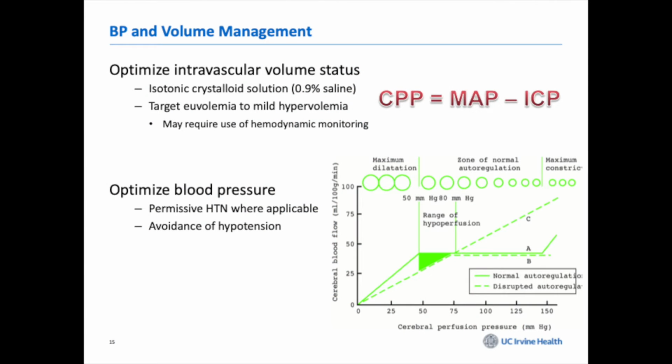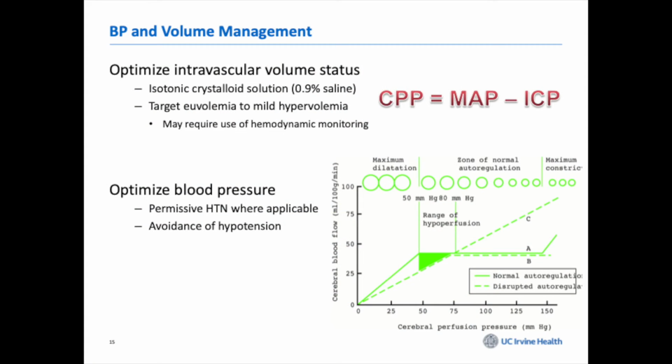Concomitant with this is optimizing the blood pressure. When we say blood pressure, we're thinking CPP in our heads, and we're often doing a mental calculation about what the CPP is. We want to optimize our blood pressure so that our CPP is in an optimal range, generally at least 60 to about 80. That's our target for CPP, and we adjust our MAP depending on what we think our ICP is. So permissive hypertension can be beneficial here.